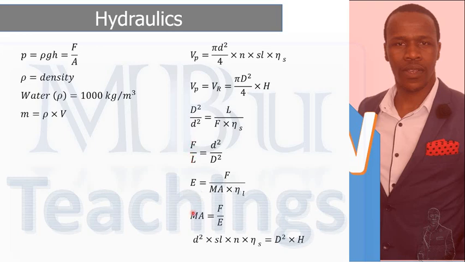Then we have the mechanical advantage equaling F over E. That means force over effort if you don't have efficiency. So that is the formula to use when we are calculating mechanical advantage. And the final formula is the one we saw when we were equating those volumes. So this is the one. That's about it for formulas. Now let's go to our first example.